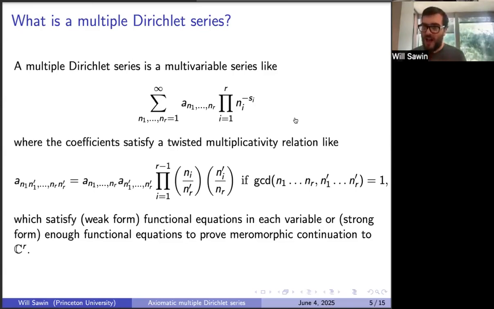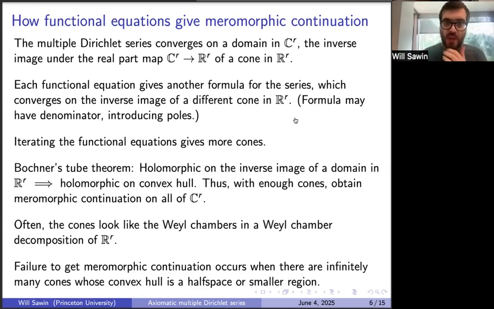And when I do that, I'm well set up to understand basically every property of the series, much like you are for a classical Dirichlet series when you have a single functional equation. So let me explain a little bit how that goes. How do functional equations let us prove meromorphic continuation to all of C^r?